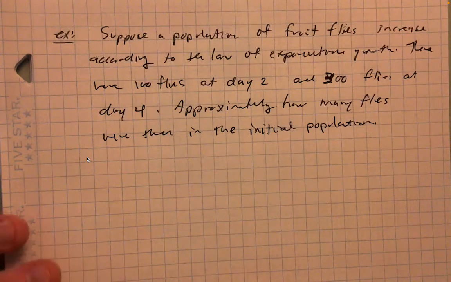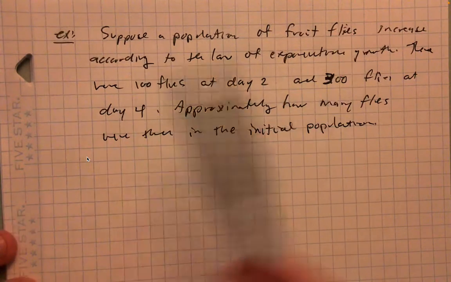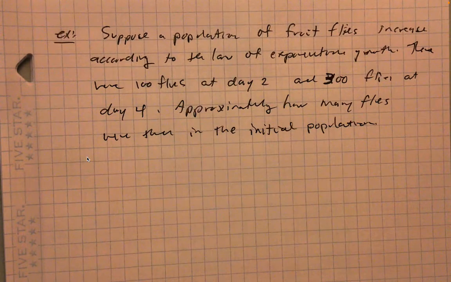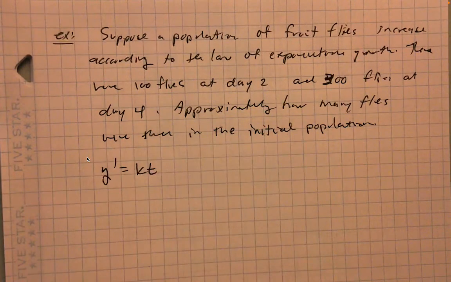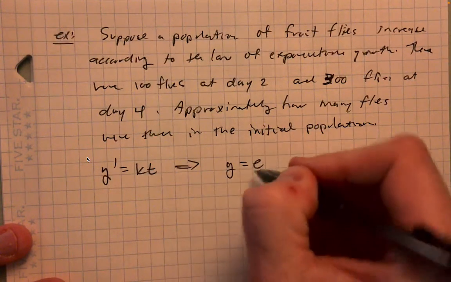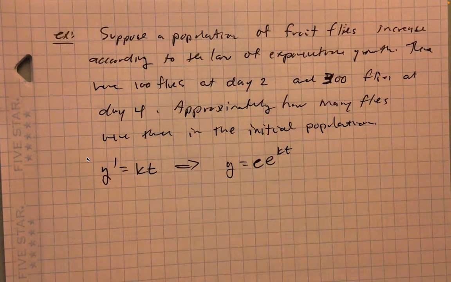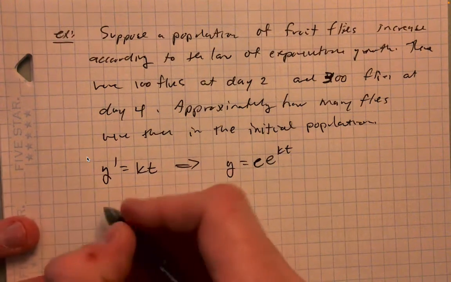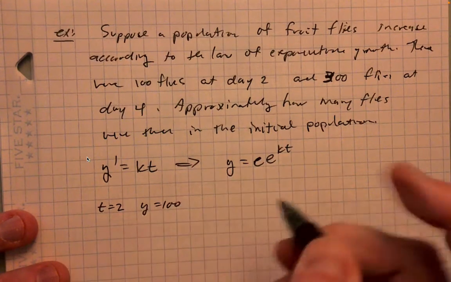Okay, suppose a population of fruit flies increases according to the law of exponential growth. That's code for y prime equals ky, and that of course means that y equals c e to the kt is our model. Okay, that's the model. And we have the initial conditions: t equals 2, y equals 100.